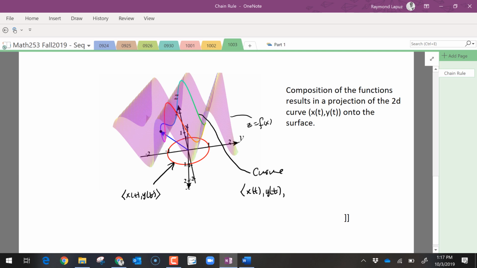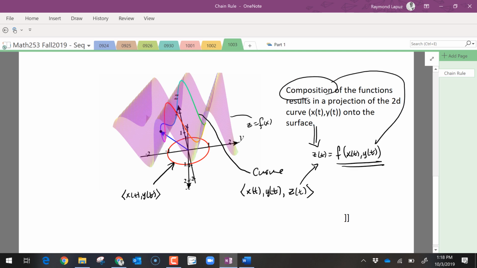So I'm going to put z of t to say that this is really a function of just one variable t, but this is where the projection comes in. So z of t is equal to the function evaluated at x of t, y of t. So this is where the composition happens. That's the composition of those two functions. And that composition really only gives the z component of this projection. Okay? So this is one application.